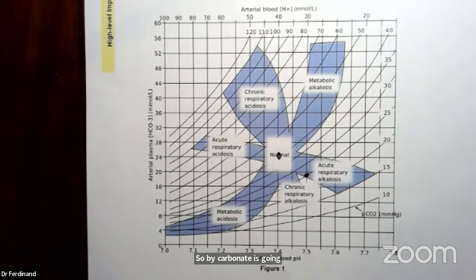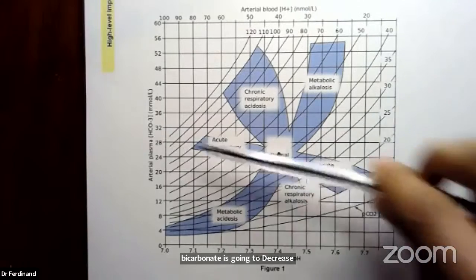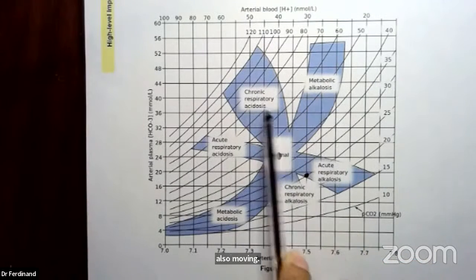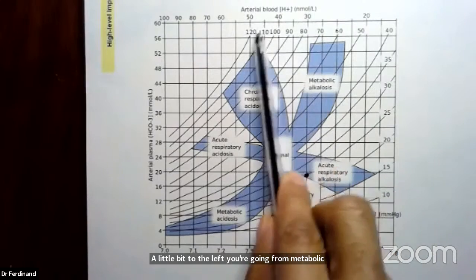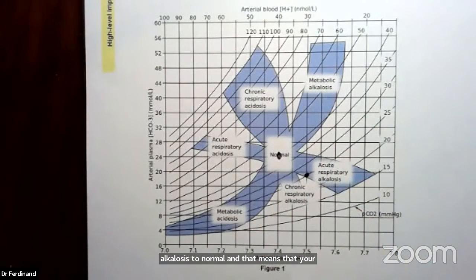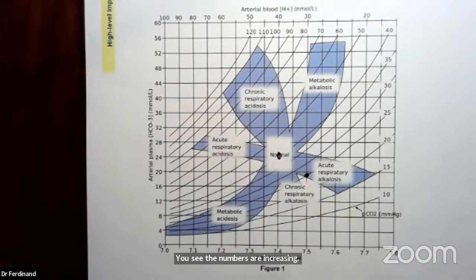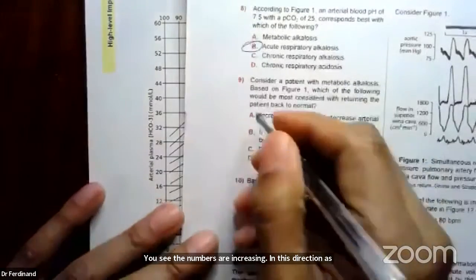So we look for possible answer choices, and you can put your answer choice for question number 9, as some of you have done it already. We have the bicarbonate is going to decrease, and as you go down, bicarbonate is decreasing, but you're also moving a little bit to the left. You're going from metabolic alkalosis to normal, and that means that your arterial blood hydrogen ion concentration is going to decrease, and the pH is going to increase. You see the numbers are increasing in this direction as we go here. So for question number 9, the answer is A.